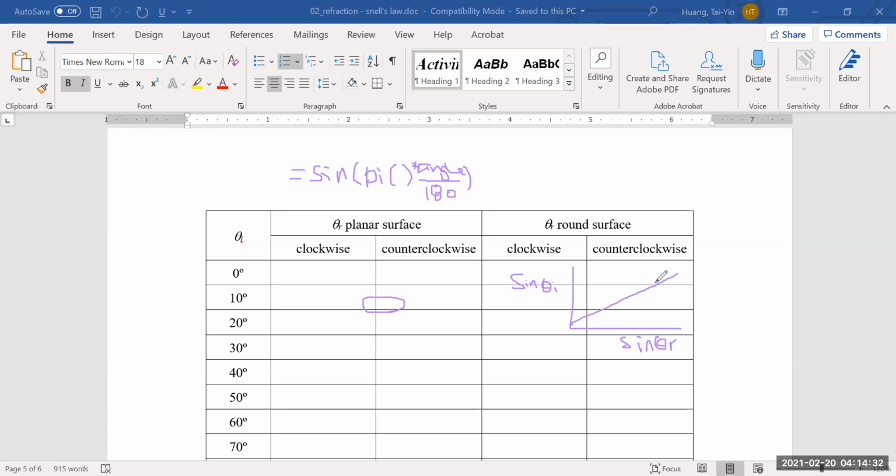So you should have two plots. One is from this data set, and one is from this data set. Okay, and then let me see what else. Okay, so the data points.